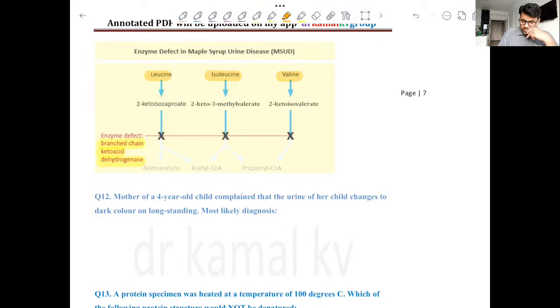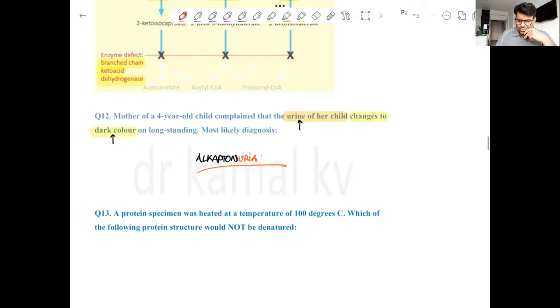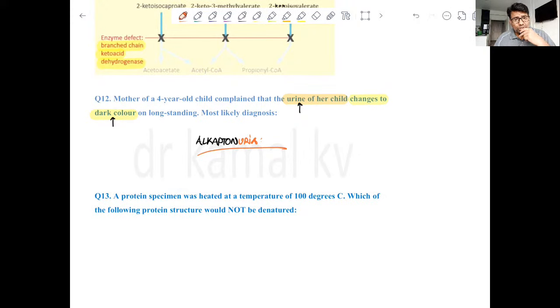Now a mother noticed that the urine of the child changes to dark color on long standing. So the moment you have this word urine, dark color on exposure to atmosphere, I think most of you can answer it at first sight. This is nothing except Alkaptonuria. Clear? So in such questions, don't waste your time. The moment you have these keywords, search for the option, mark it right, and go ahead. Don't explore other options or waste your time unnecessarily.